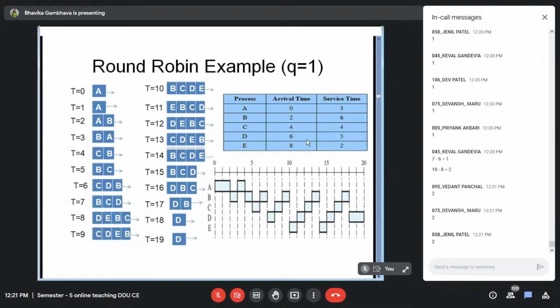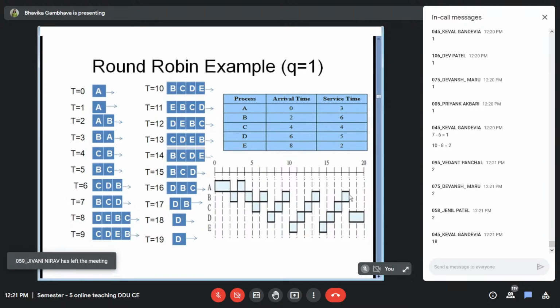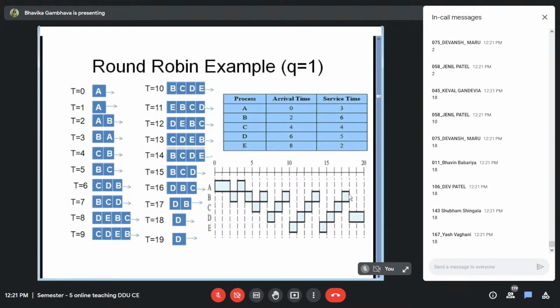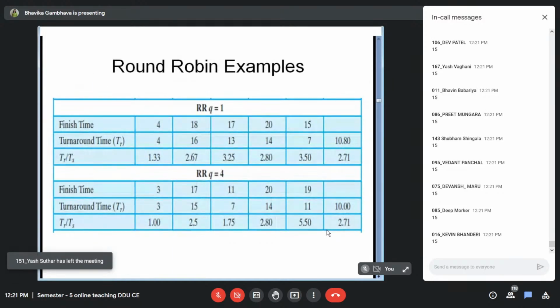And completion time is easy, right? Completion time for A is 4. For B, what is the completion time? For B, finish time or completion time, that is 18. For C, it is 17. For D, it is 20. And for E, it is 15. Yes. And you can also find out the turnaround time for all the processes. So, are you getting these turnaround times?